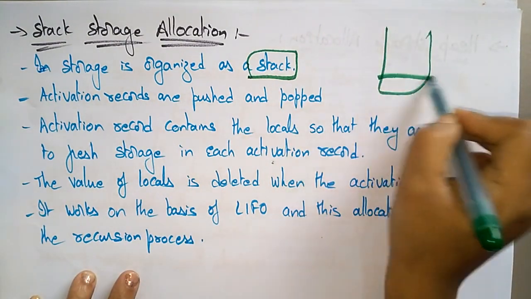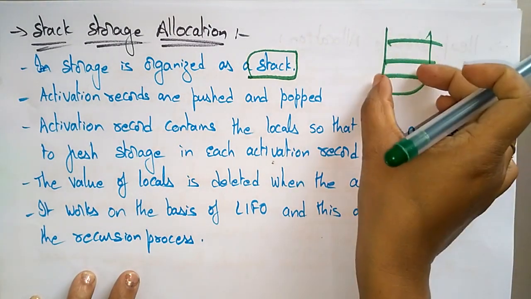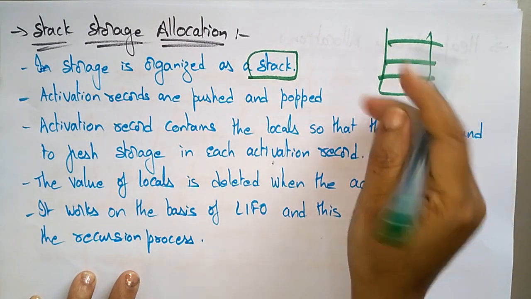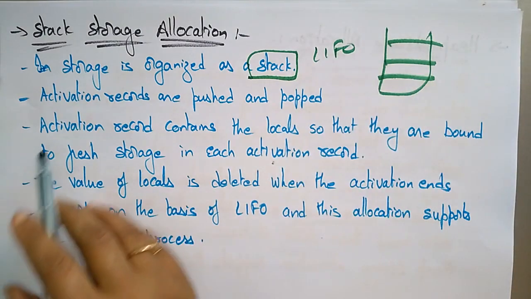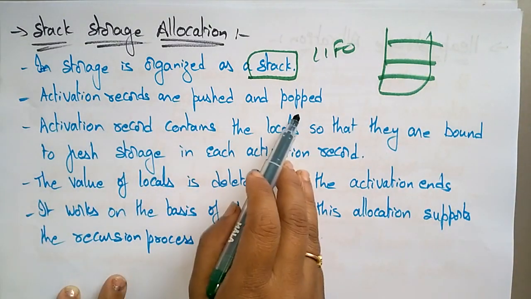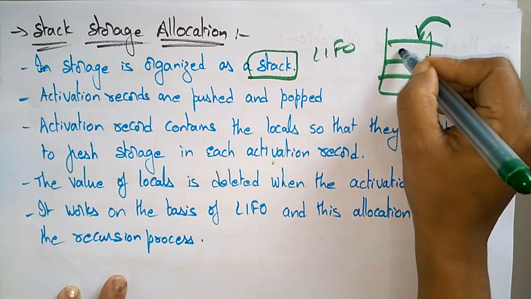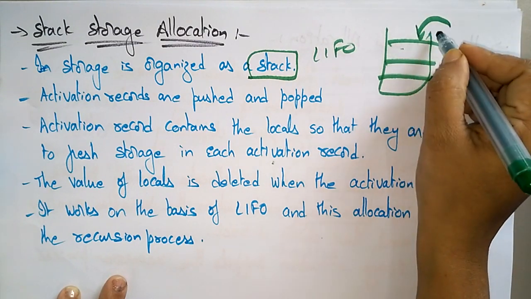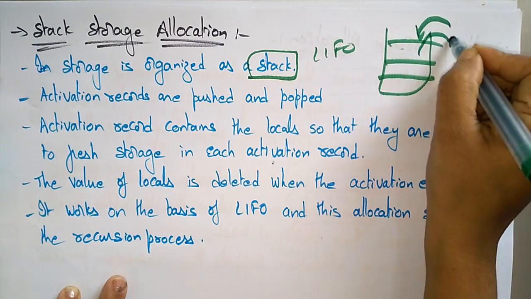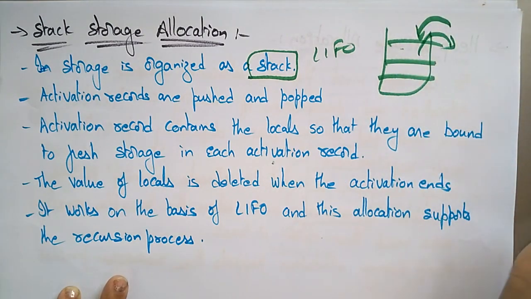It is in the form of a stack. Data will be organized in the form of a stack. Last in, first out. The activation records are pushed and popped. Whatever the activation records are, they will be pushed onto the stack whenever the calling procedure is calling, and they will be pushed and popped at the top of the stack.